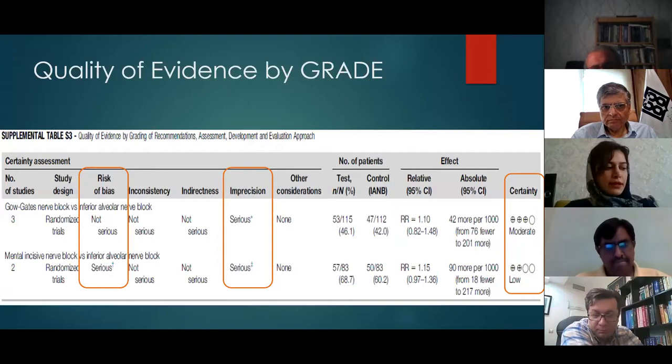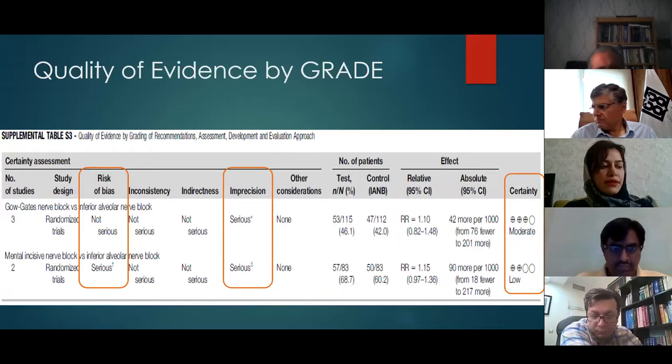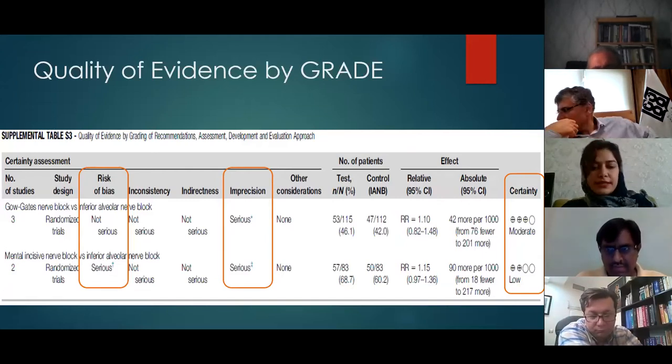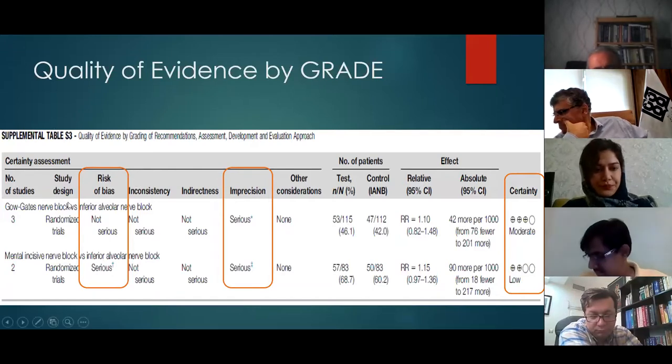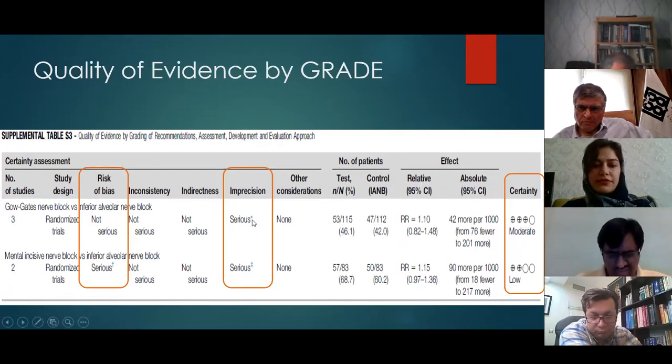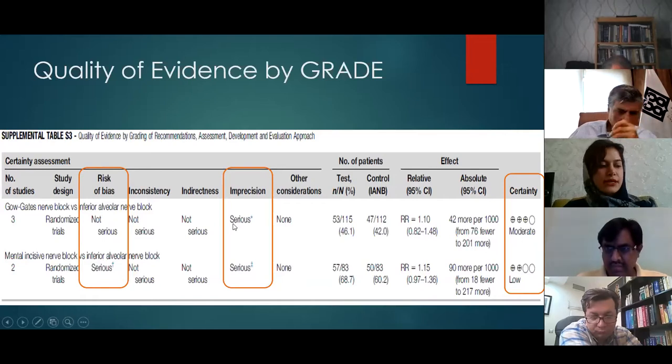This table is showing the quality of evidence by the GRADE approach. It is a method of assessing the certainty of evidence and the strength of meta-analysis. The quality of evidence for the comparison of GO gates and inferior alveolar nerve block was graded as moderate because of insufficient sample size, which was estimated by TSA.